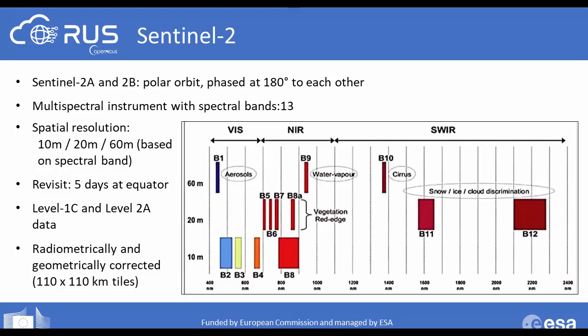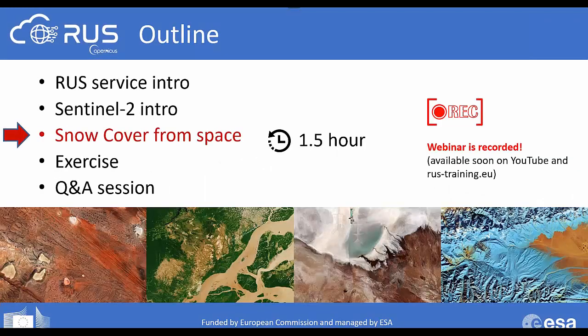So we have the data in two levels, level 1C, which is the top of atmosphere reflectance, and the atmospherically corrected level 2A. The level 2A data are operationally provided for Europe since the spring of 2017, and they are globally available since spring 2019. So, now let's say a few words about snow cover and how do we monitor it from space and why do we monitor it.